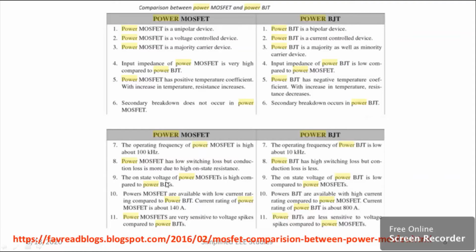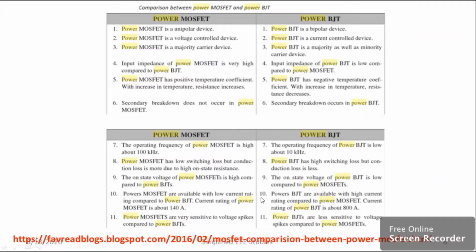The on-state voltage of power MOSFET is high compared to power BJT. The on-state voltage of power BJT is less as compared to power MOSFET. Similarly, power MOSFETs are available with a low current rating compared to power BJT. Current rating of power MOSFET is about 140 ampere, approximate value. We have to see the data sheet. It differs between power MOSFET companies. There are different varieties available, IR2110, IR2111. Likewise, many varieties are available. So let us look at the data sheet and find out the accurate value. This is actually an approximate value.